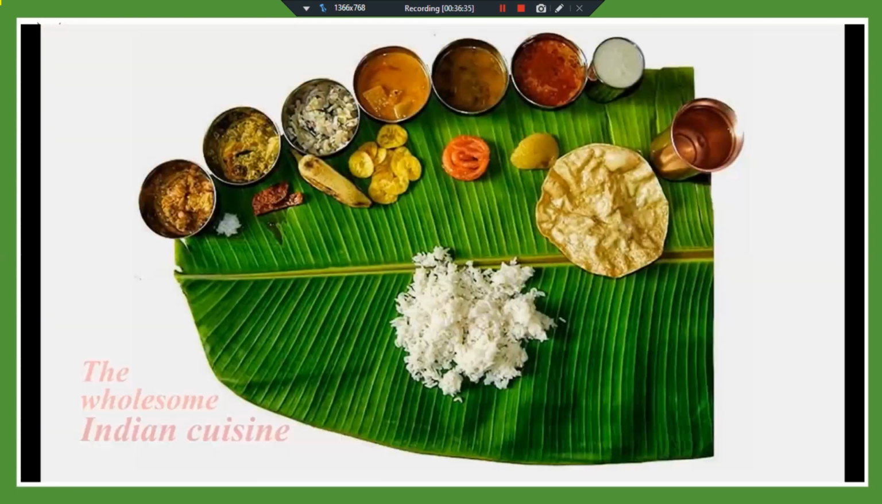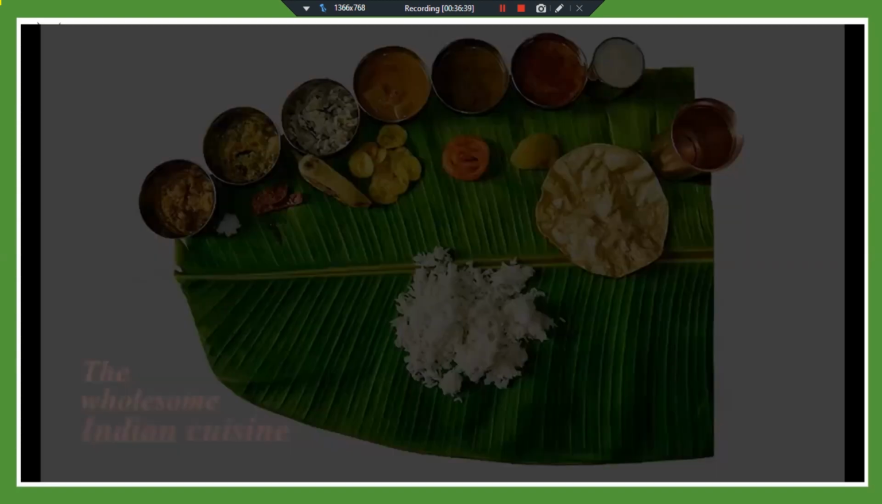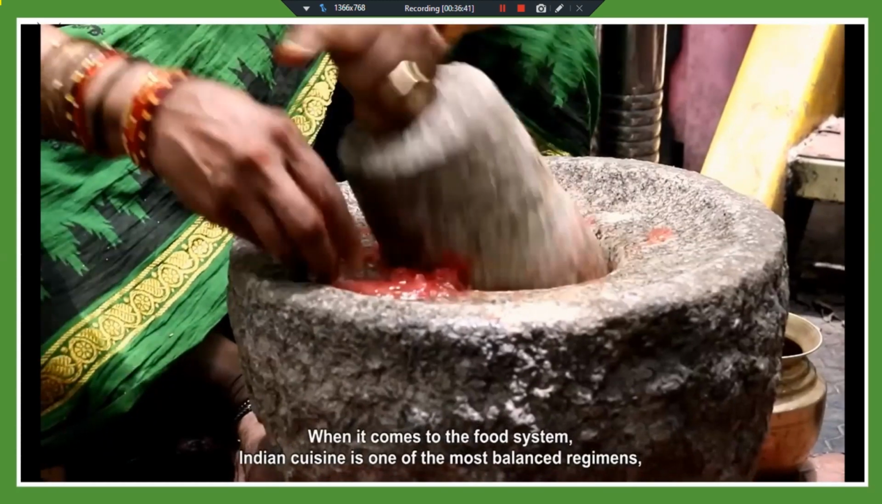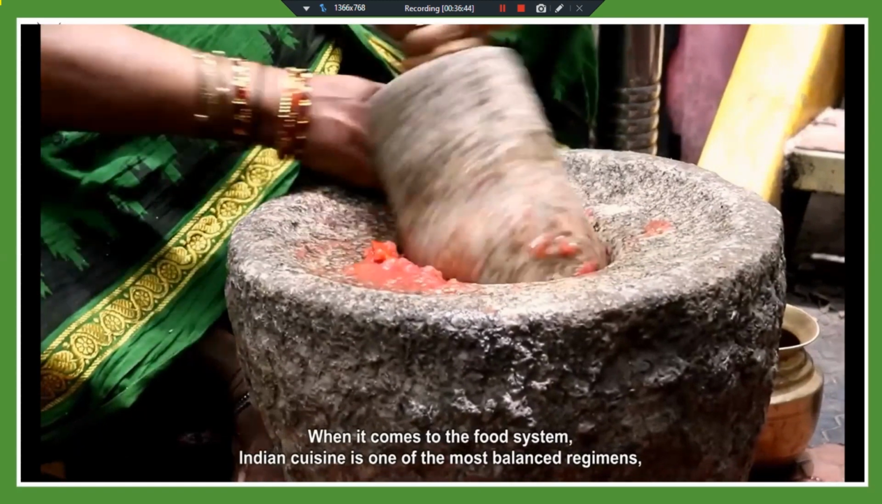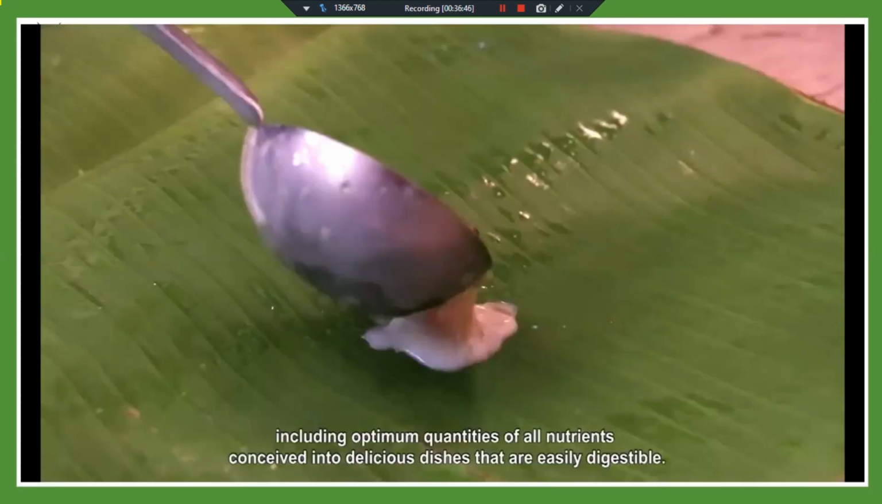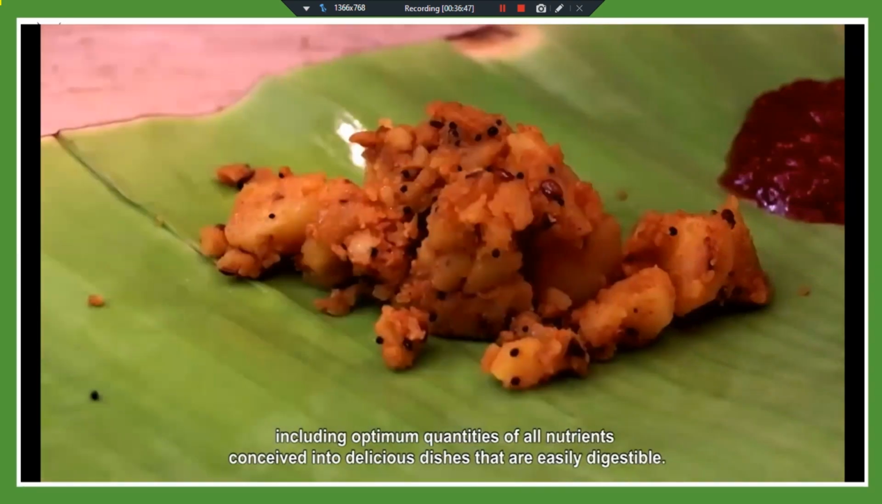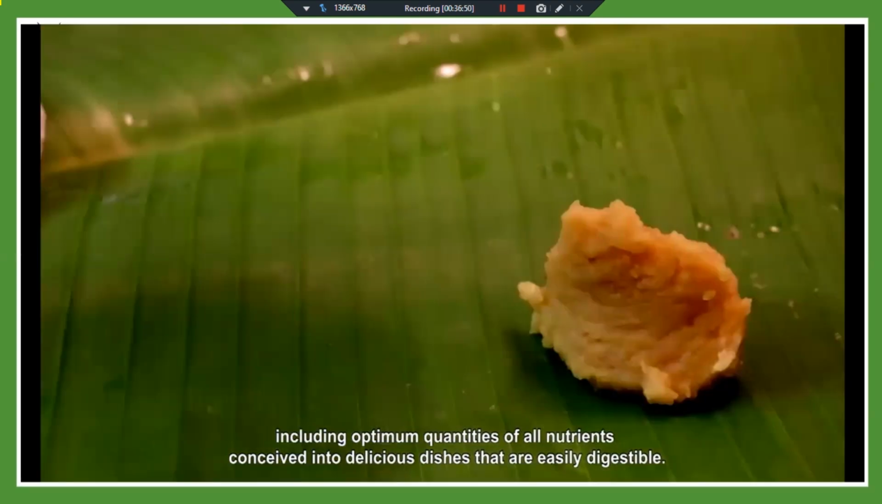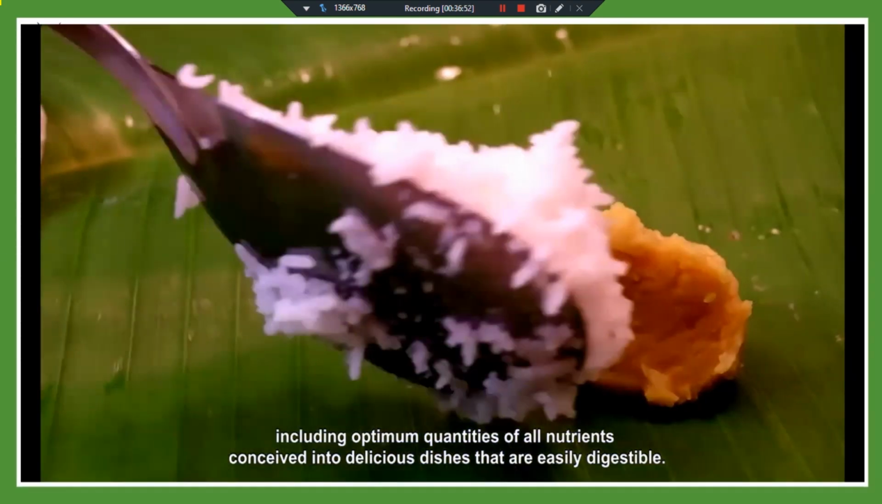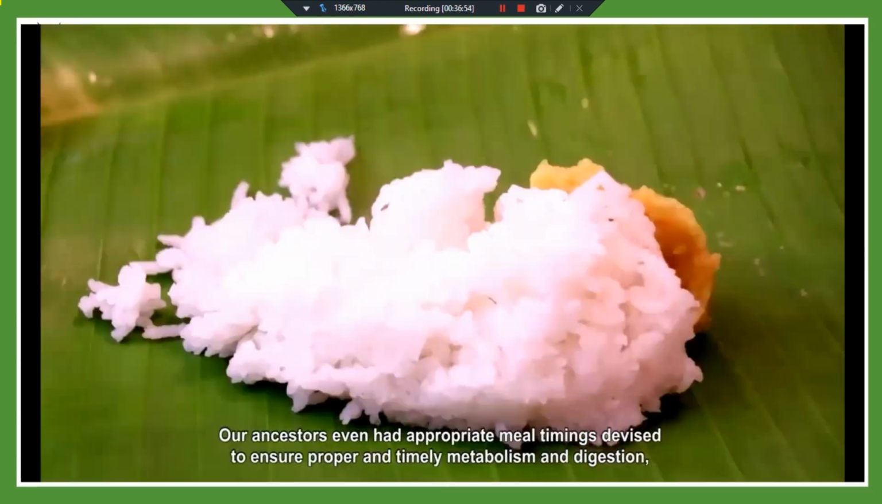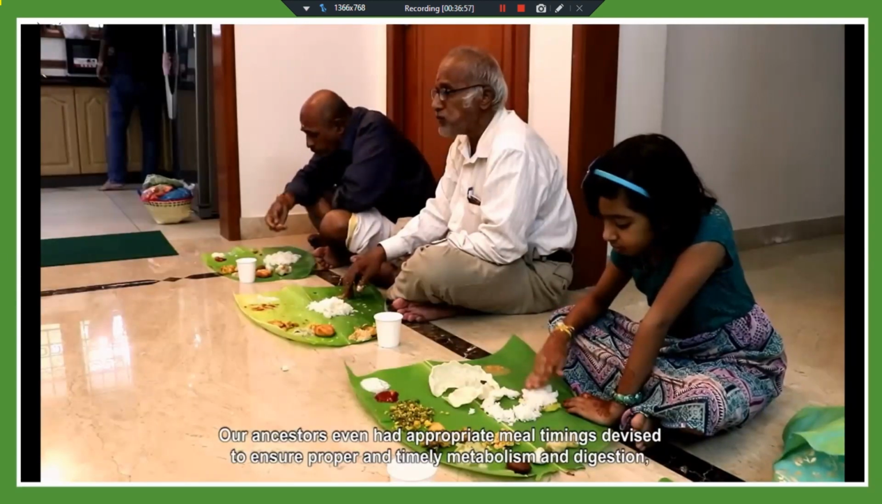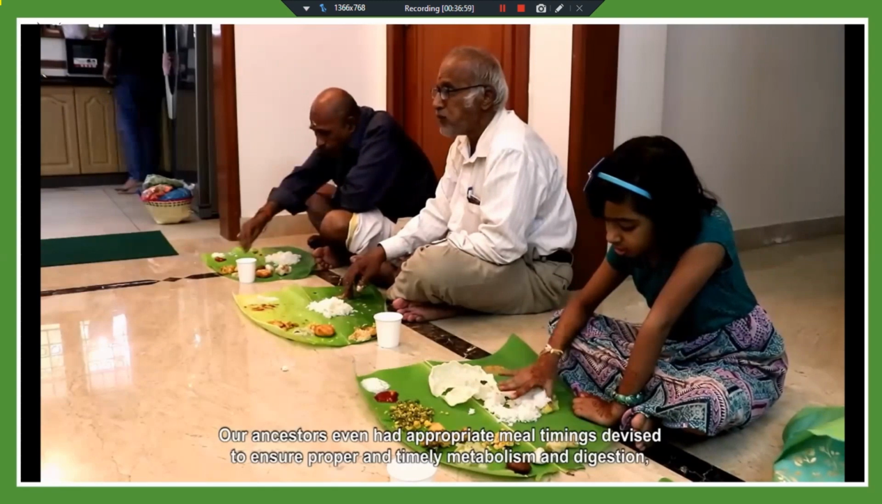When it comes to the food system, Indian cuisine is one of the most balanced regions, including optimum quantities of all nutrients conceived into delicious dishes that are easily digestible. Our ancestors even had appropriate meal timings devised to ensure proper and timely metabolism and digestion for adequate energy to carry out the tasks through the day.